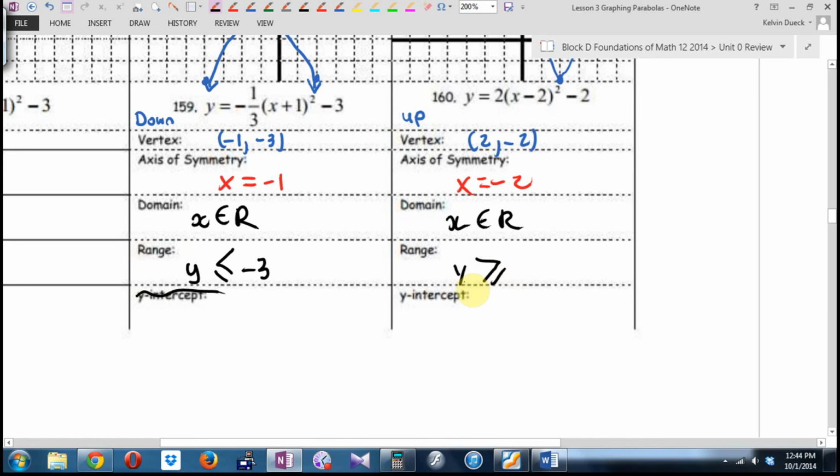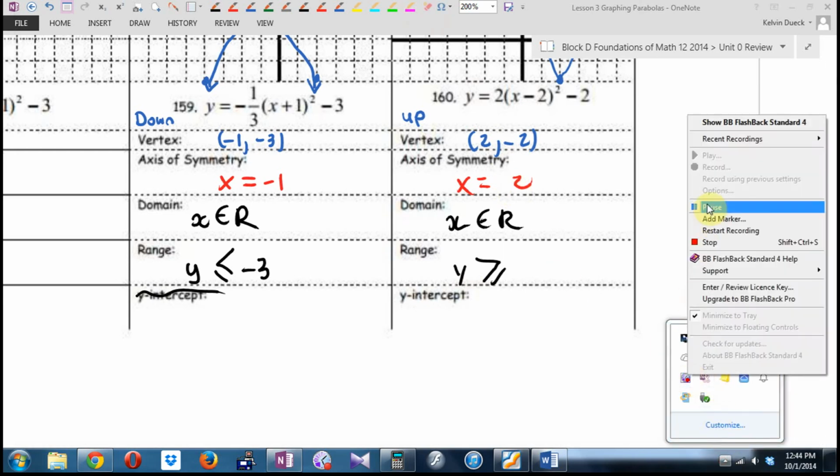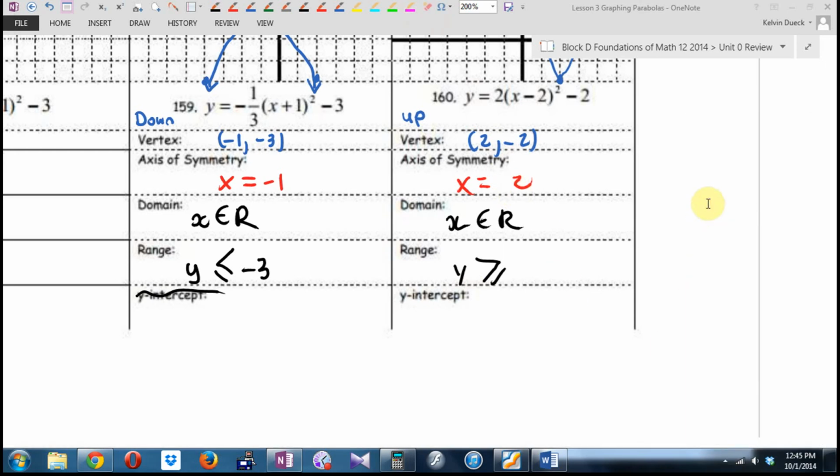Why? Isn't the axis of symmetry +2? Of course it is +2. Jeez. Thank you for fixing that error. Y greater than or touching, above or touching, -2.